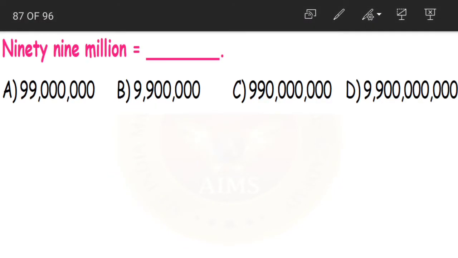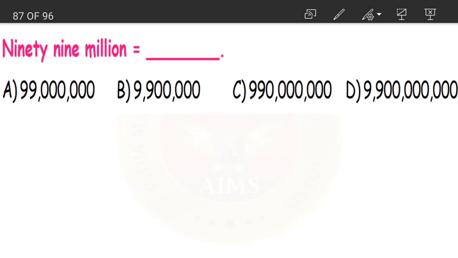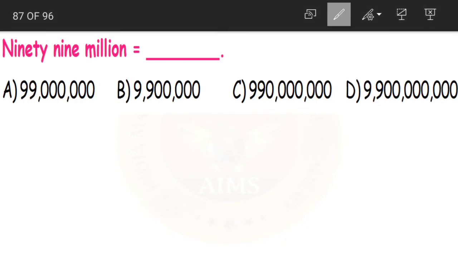Moving on to the next question. 99 million is equal to dash. Now see, you can just go through the options and check for ourselves what is the correct answer. Now this is an international system, yes. So even the numbers should be written according to the international system. If you look at the periods here, we have ones, thousands and the millions period. In the millions period, we are having 99 and all the other periods are filled with zeros.